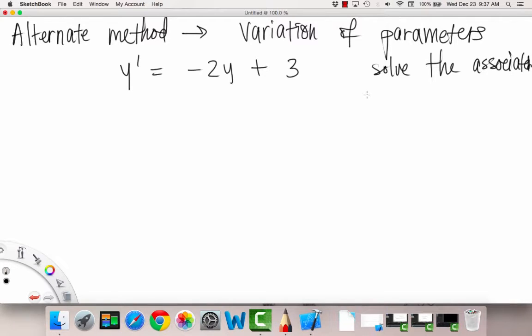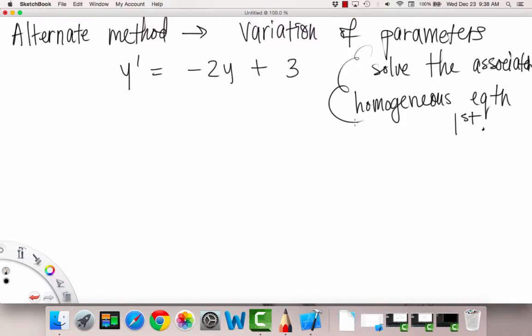So what we're going to do is solve the associated homogeneous equation first. And then we'll go from there. So I'll just make a little bubble around it. So what does that even mean? The associated homogeneous equation, if you remember, homogeneous is when our f of t is equal to 0. So we're just going to pretend this guy doesn't exist temporarily.